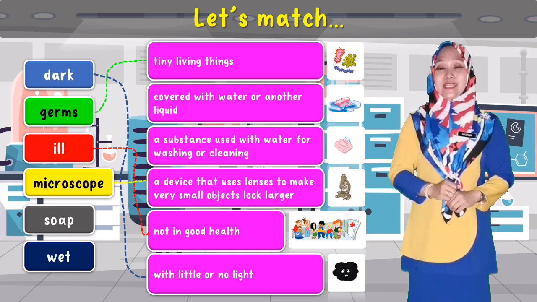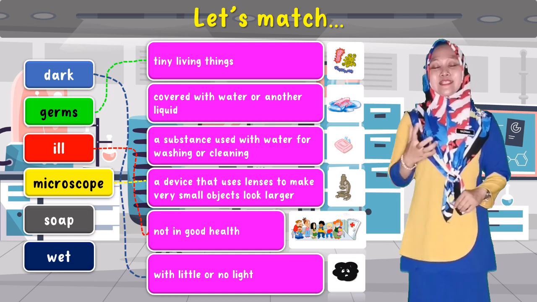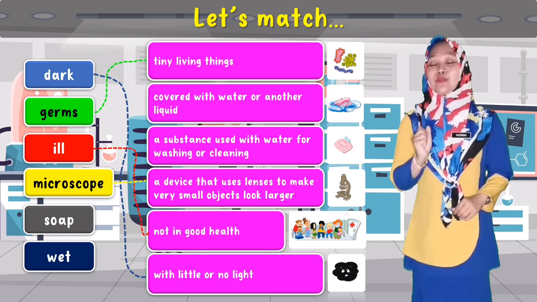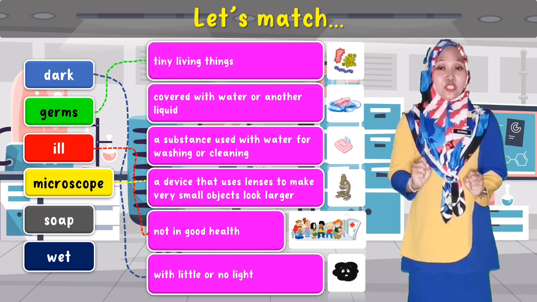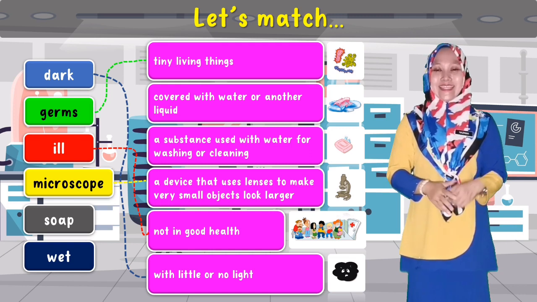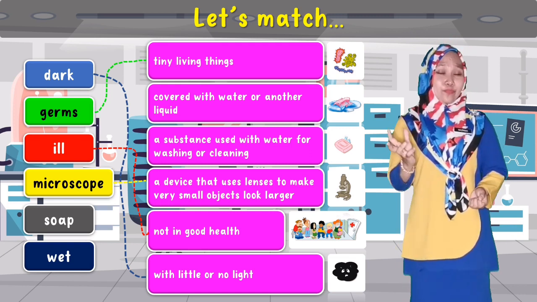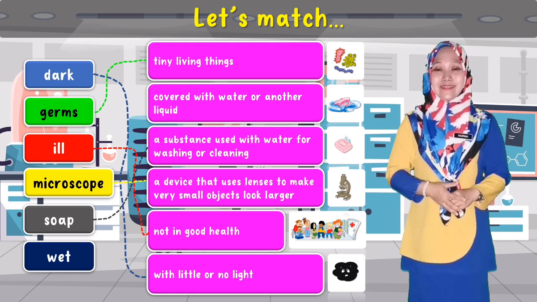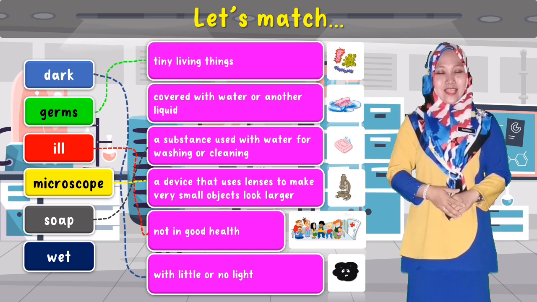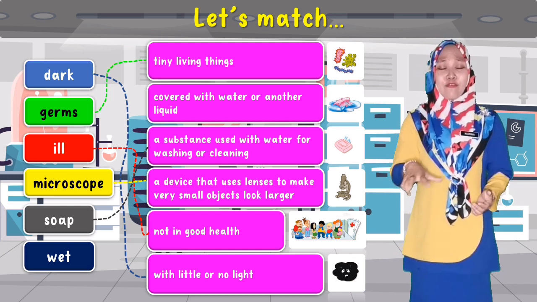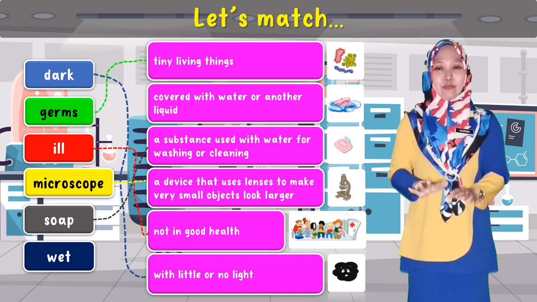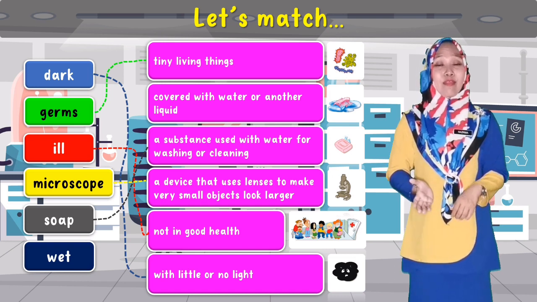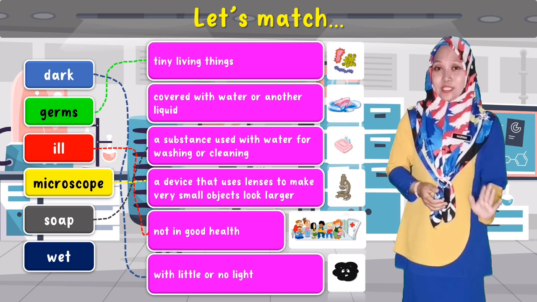Next word, word number 5. Soap. Soap is a substance used with water for washing or cleaning. Can you please match the word soap to the correct meaning and the correct picture? And the last one, wet. Wet means covered with water or another liquid. Can you please match the word wet to the correct meaning and the correct picture?